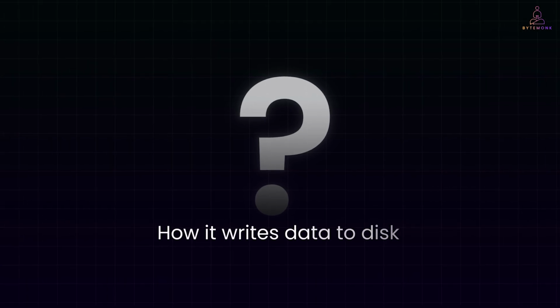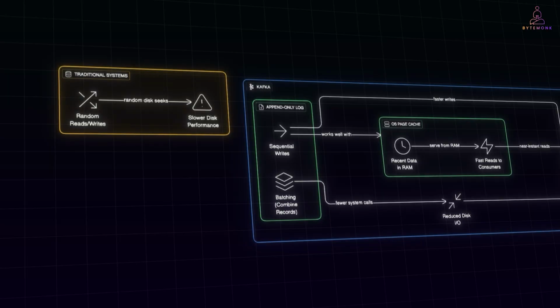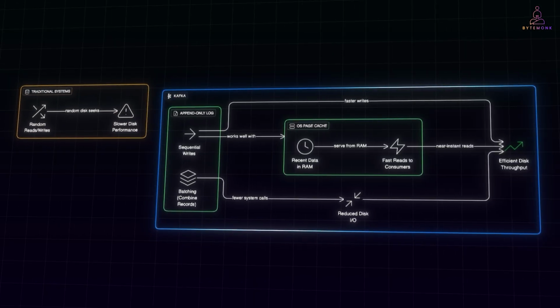But how and why is Kafka so fast? Kafka's speed isn't magic, it's engineering. The biggest reason is how it writes data to disk. Now, traditional databases or message queues often perform random reads and writes, jumping around on disk to insert or update records. But Kafka doesn't do that.